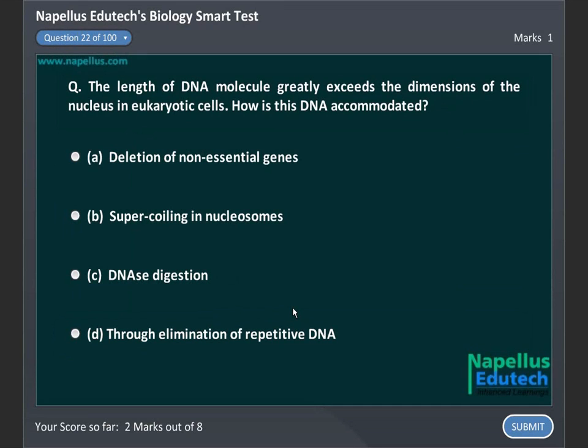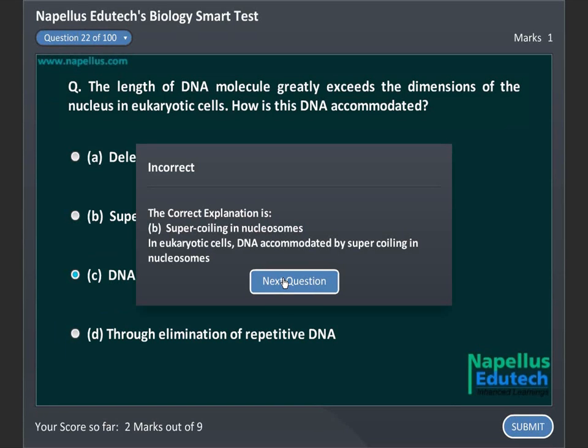The length of DNA molecule greatly exceeds the dimension of the nucleus in the eukaryotic cells. How is this DNA accommodated? A. Deletion of non-essential genes, B. Supercoiling in nucleosomes, C. DNA's dilution, D. Through elimination of repetitive DNA. Correct answer is B. Supercoiling in nucleosomes.